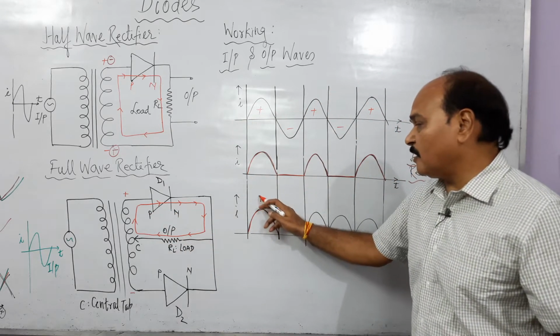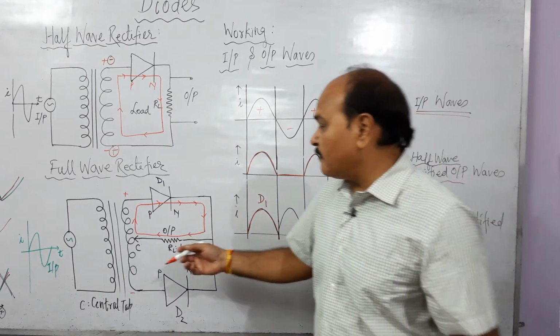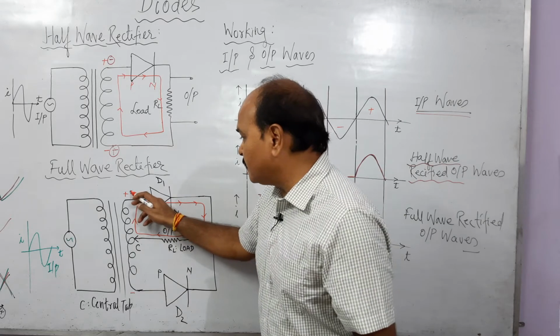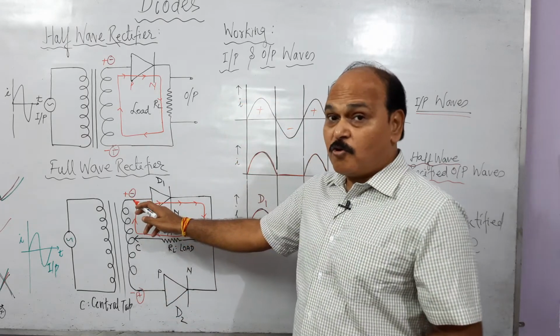And remember, this output is because of diode D1. And in the next half, when the polarities are reversed, this is going to become negative, this is going to become positive. See, the moment this terminal is going to become negative, what is going to happen?